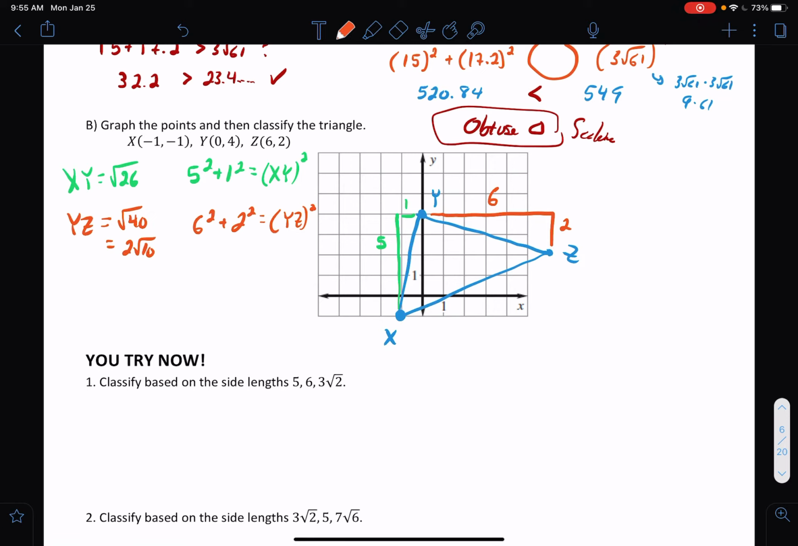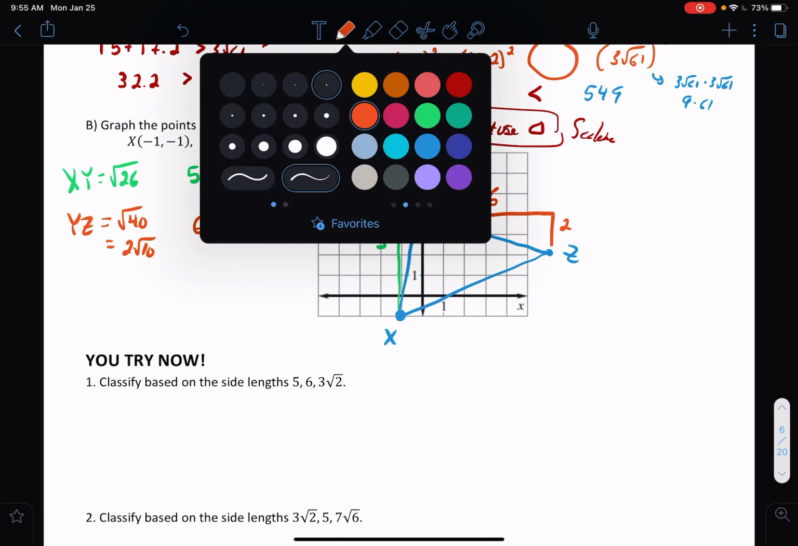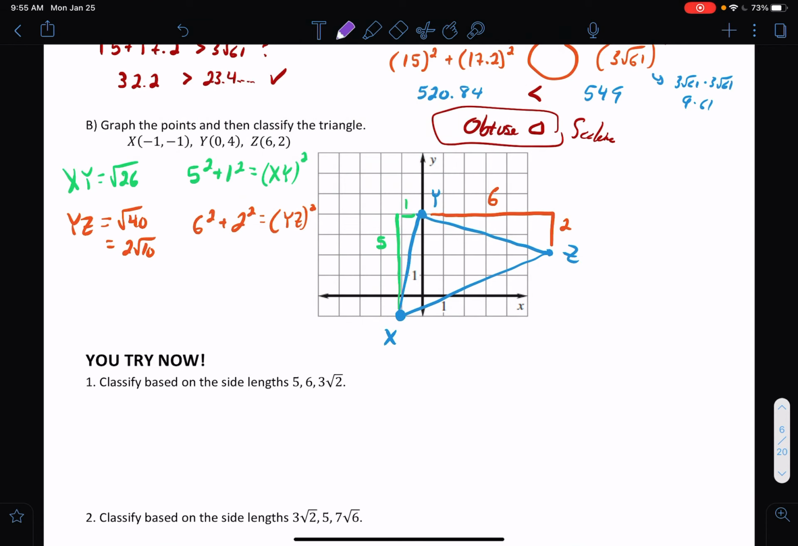Okay? So then last up, we got to do XZ. For XZ, I'm going to go over 1, 2, 3, 4, 5, 6. Wait, 1, 2, 3, 4, 5, 6, 7. Up 1, 2, 3. Over 7, up 3. So that's going to be 7 squared plus 3 squared equals XZ squared. That's 49 plus 9. The square root of that is the square root of 58. That does not simplify at all.